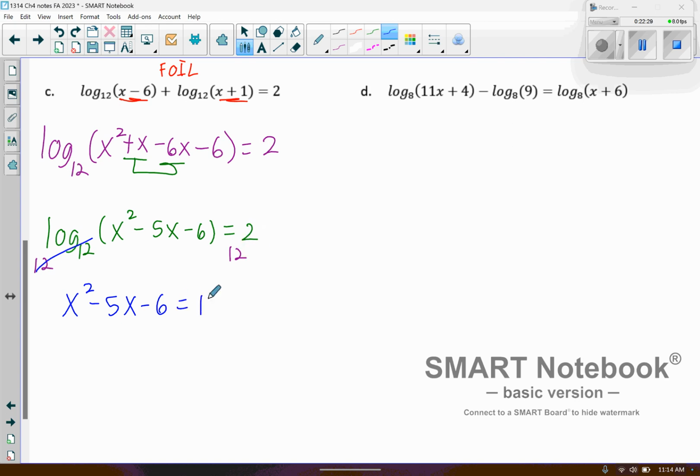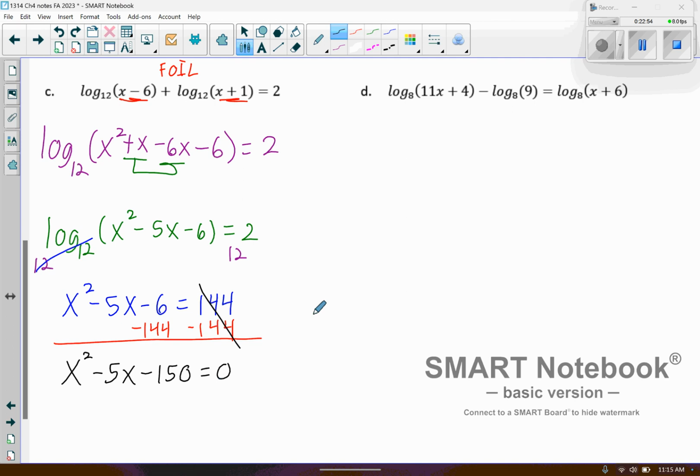12 times 12 is 144. And then what we'll do is we'll subtract 144 from both sides. And let's see, we're going to have x squared minus 5x minus 150 equals 0.